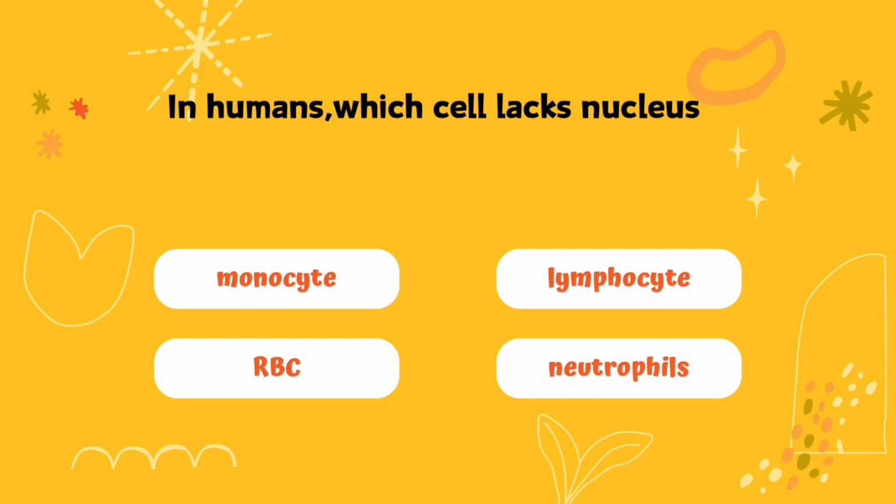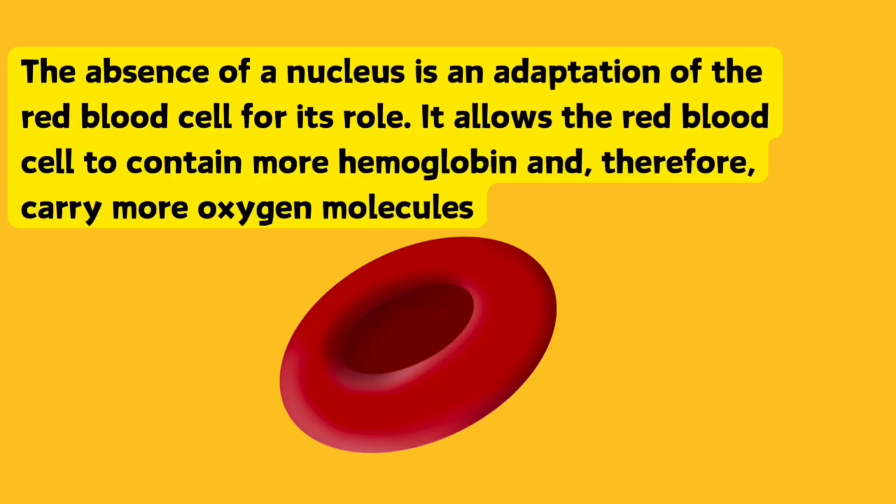In humans, which cell lacks a nucleus? The options are monocyte, lymphocyte, RBC, or neutrophil. The answer is red blood cells. The absence of a nucleus is an adaptation of red blood cells for their role. It allows the red blood cells to contain more hemoglobin and therefore carry more oxygen molecules.